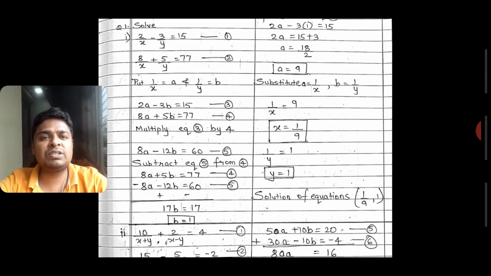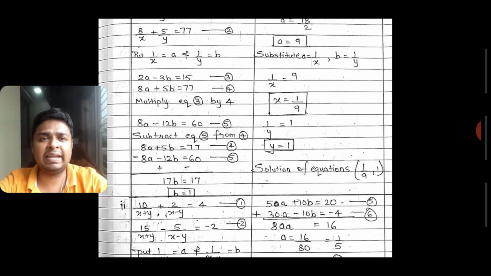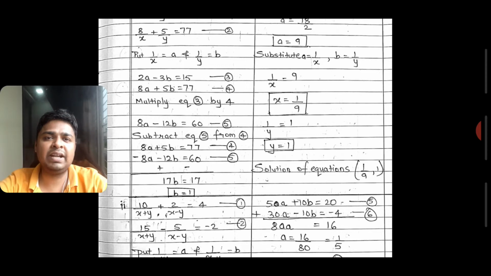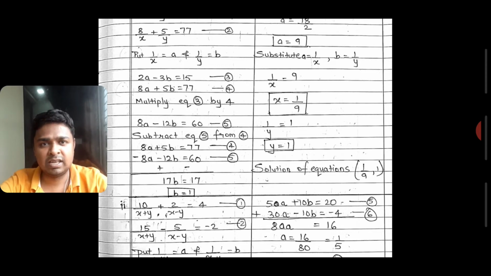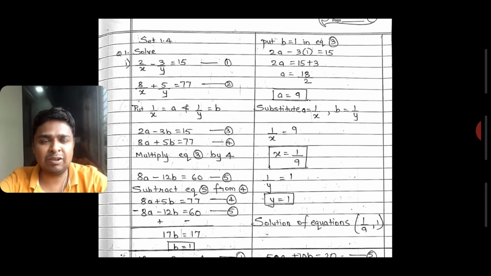So once the coefficients are equal, I get a new equation. The new equation is 8a minus 12b is equal to 60 and then I subtract it. So 8a gets cancelled and I am left with 17b is equal to 17. So b is equal to 1. Substitute the value of b, I'll get the value of a. So instead of b, I will write 1 in equation number 3. So a is equal to 9.